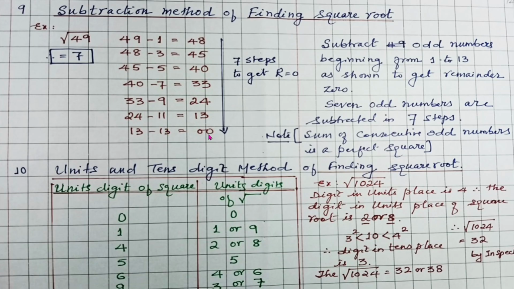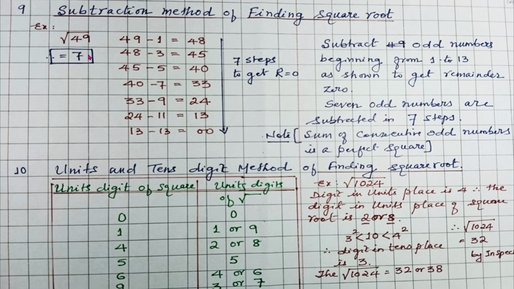The remainder has become 0 when we subtract 7 odd numbers, or when we have gone 7 steps down, and therefore the square root of 49 is 7. That means it's a very clear method. When we add 7 odd numbers, we get a perfect square, which is 49. When we subtract 7 odd numbers from 49 step by step, then we get the remainder as 0. Therefore square root of 49 is 7.